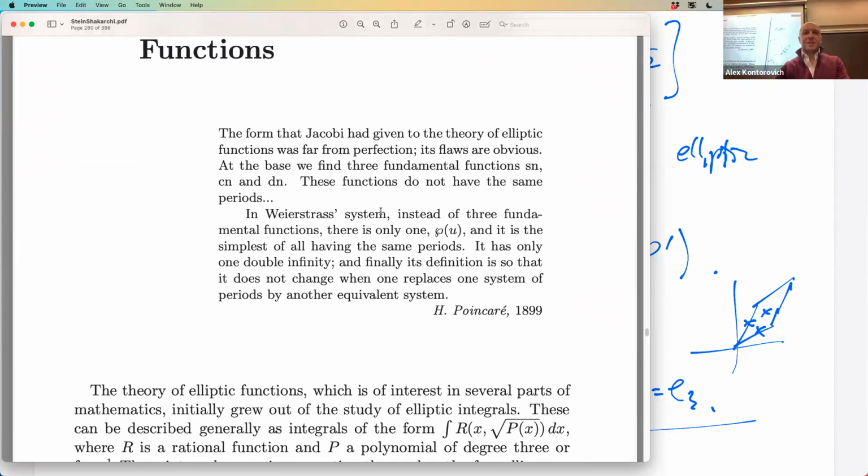In Weierstrass' system, instead of those three functions, we have the one p. It's the simplest of all, having the same periods. It has only a double infinity. And finally, its definition is such that it does not change when one replaces one system of periods by another equivalent system. So let's see if we can understand what that means.